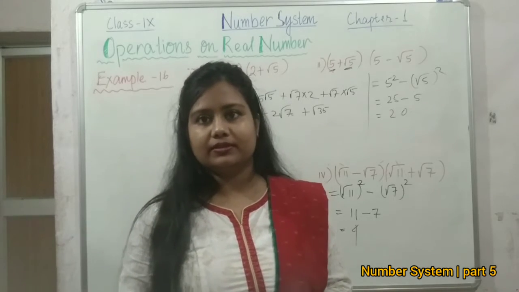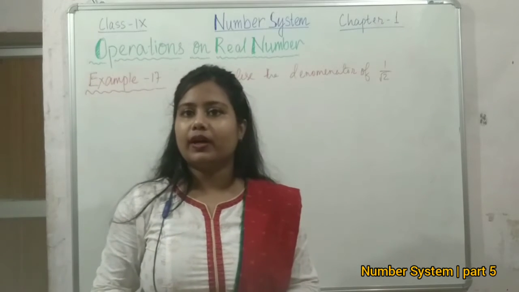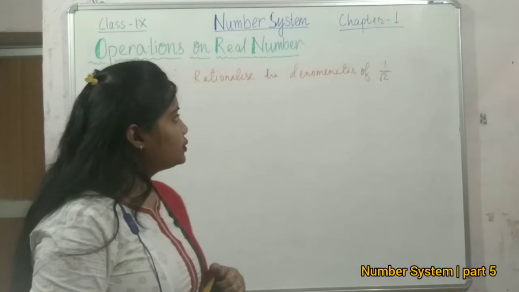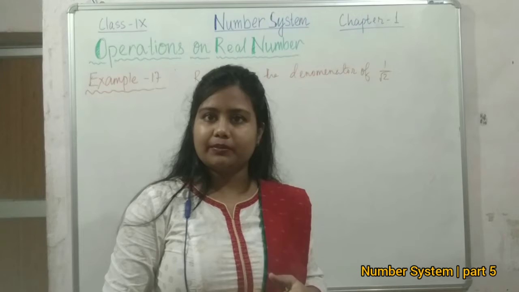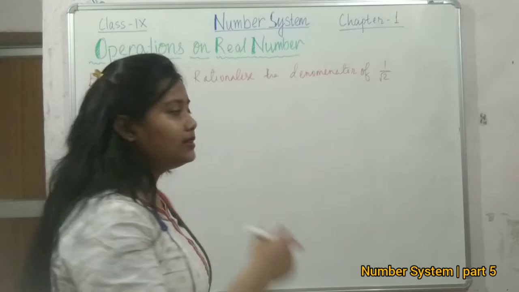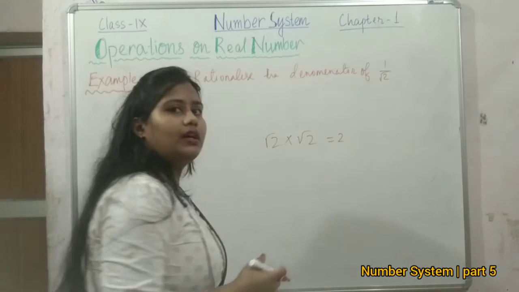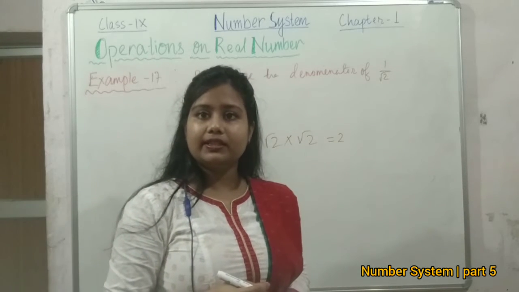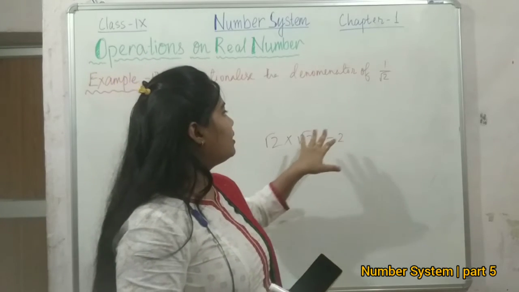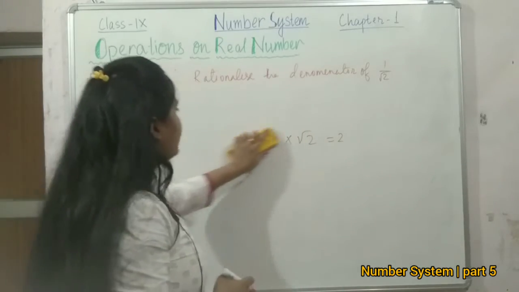Do it yourself. In example 7, the question given is: rationalize the denominator of 1 divided by root 2. The denominator is root 2, that is an irrational number, and we need to convert it into a rational number. We know that root 2 into root 2 is 2, and we have already studied and learnt it in the previous sessions. So we need to multiply by root 2 in the denominator. So I will do that.